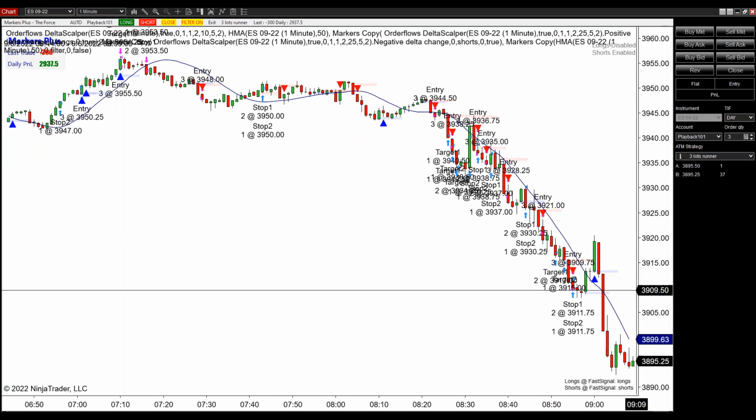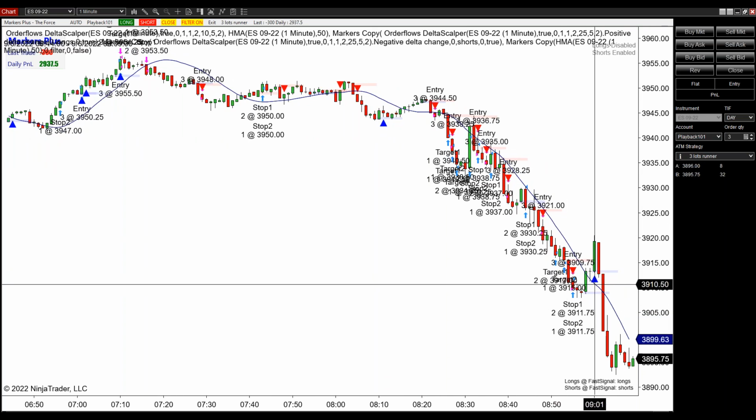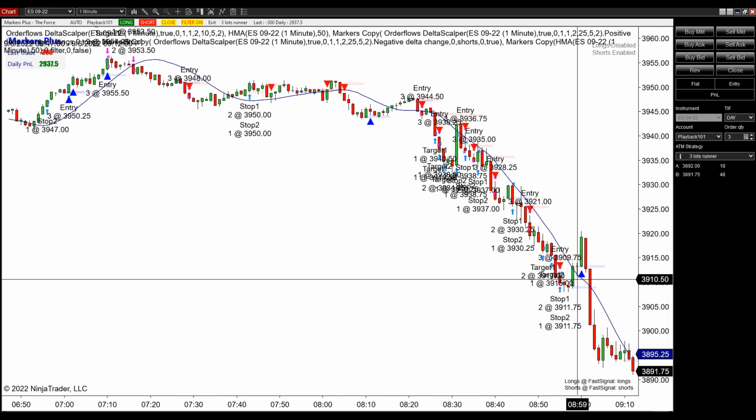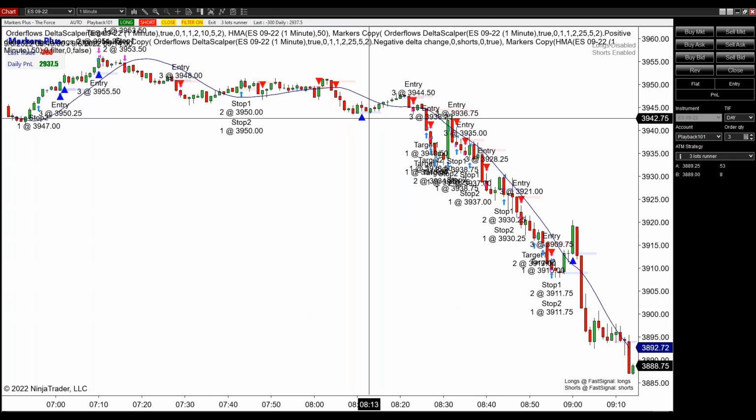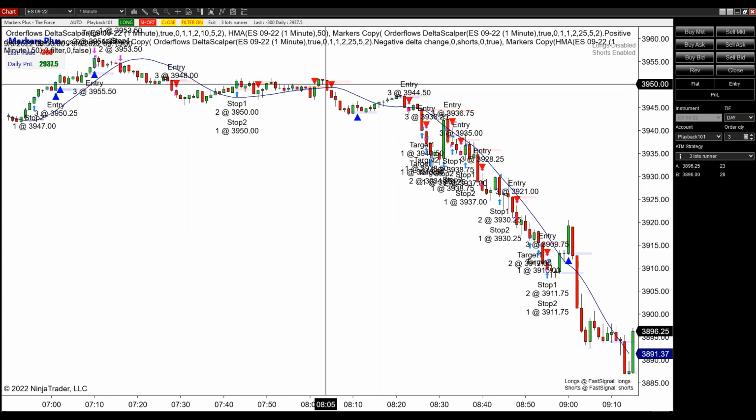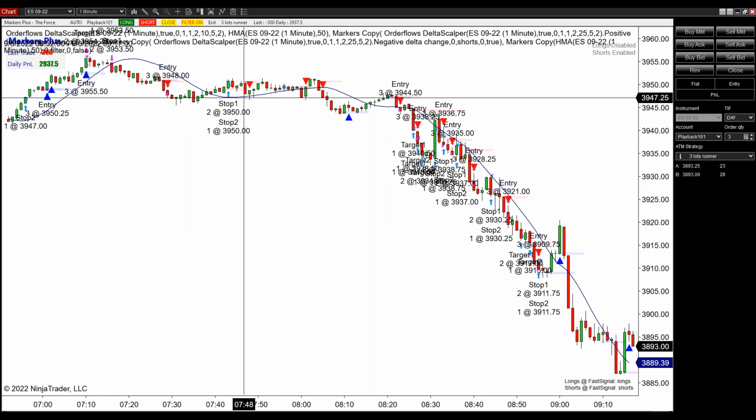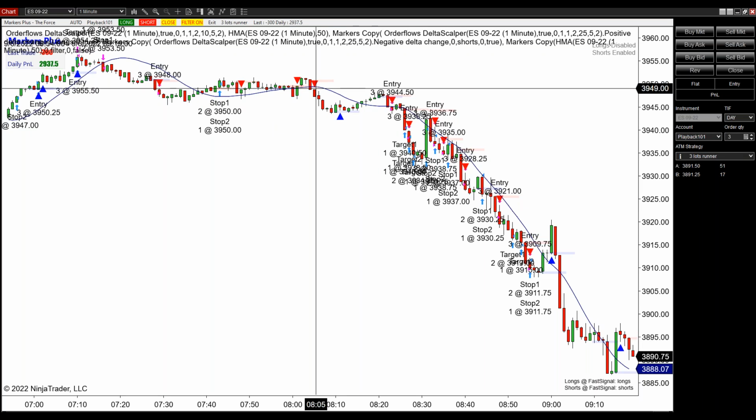So you can see, right, even though I got a long signal here, it's not taking that long because the line is sloping down, right? This long here, it didn't take, the line is sloping down. These shorts, it didn't take, 1, 2, 3, because the line is sloping up.